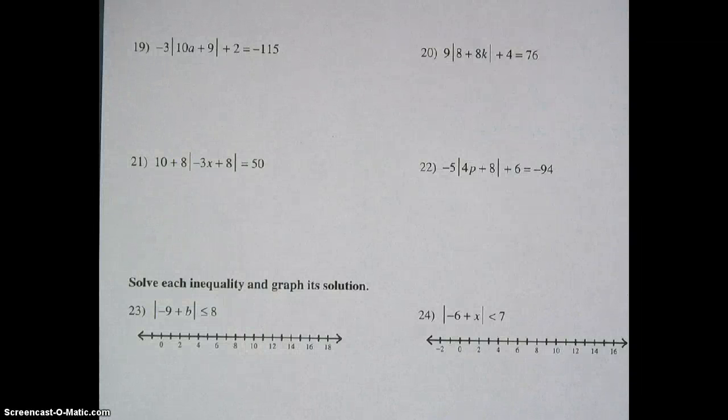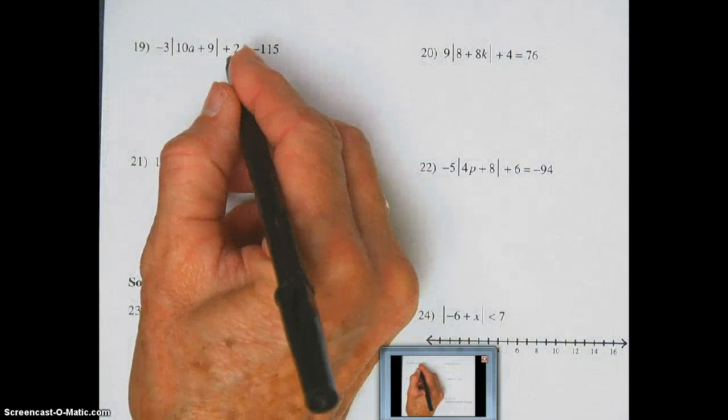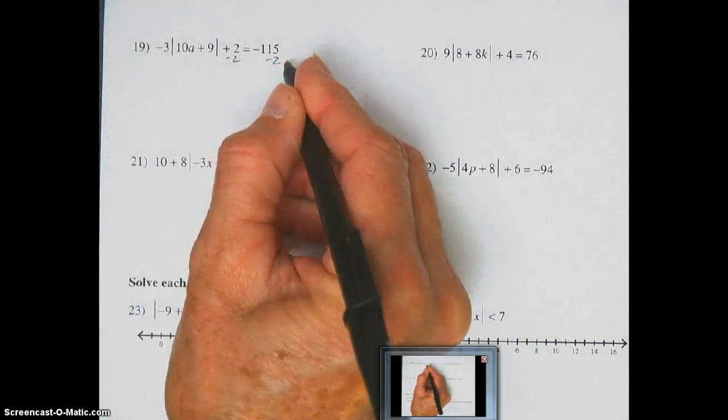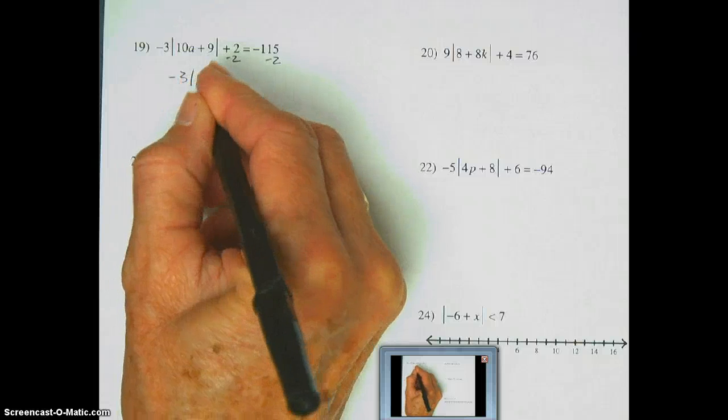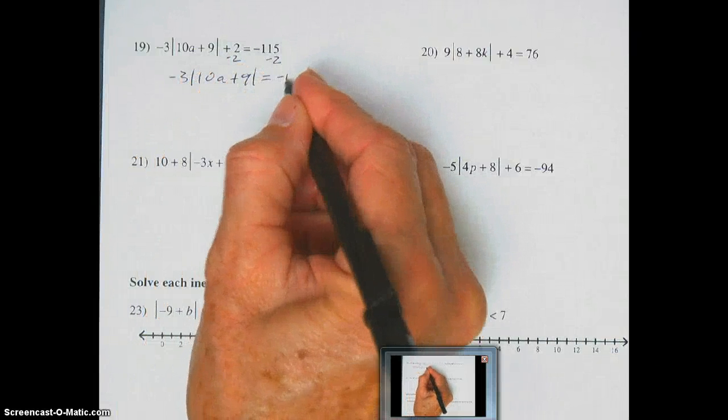19 and 20 are going to be our most difficult problems. So again, before we deal with the absolute value, let's get it so it's just the absolute value on one side. So I'm going to subtract 2 from both sides. So I get a negative 3, absolute value of 10a plus 9 equals a negative 117.